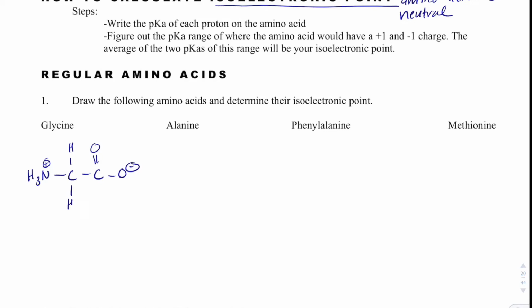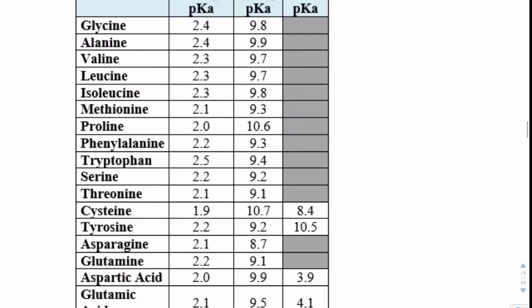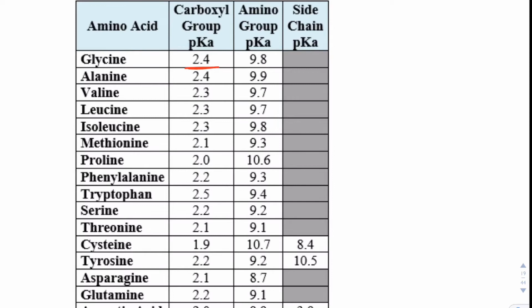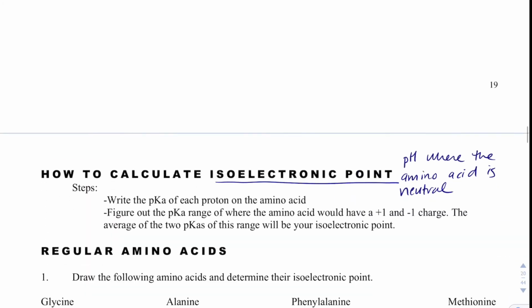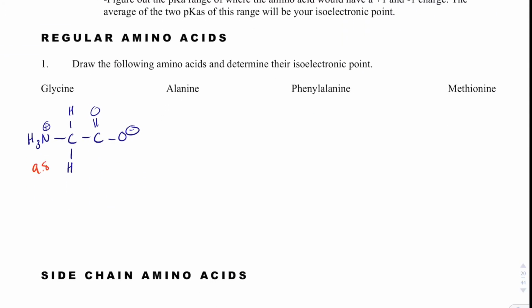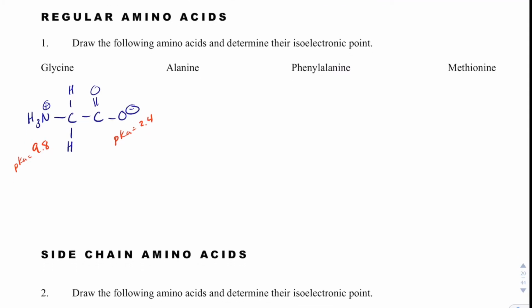And the R group of glycine is just a hydrogen. So what I would do next is I would look at my pKa table and I would find my glycine. The carboxyl group is 2.4, the amine group is 9.8. If I have 2 charges on it, what I would want to do is figure out the pH at which it is neutral, so I just take the average of it, and that makes it nice.